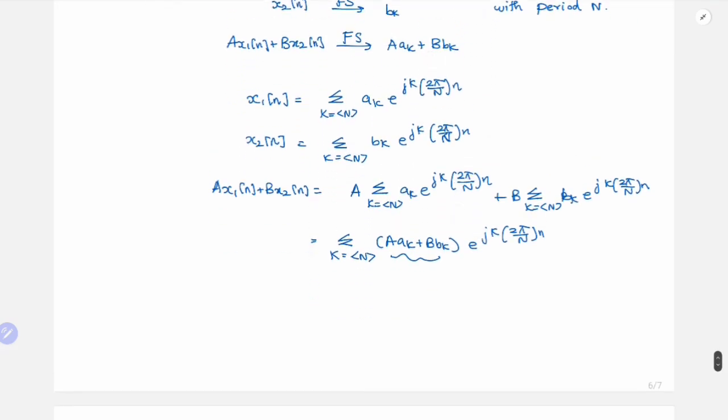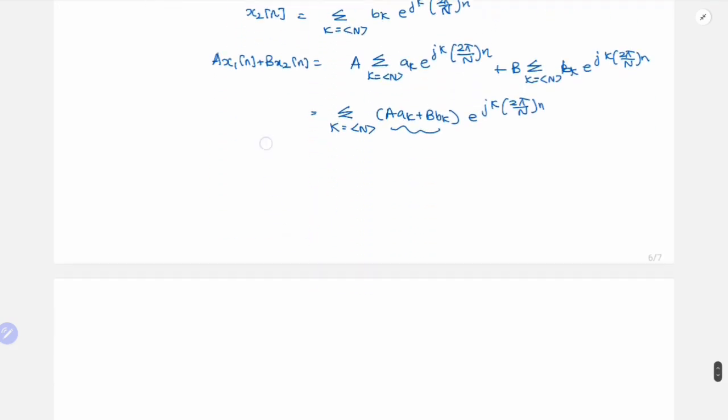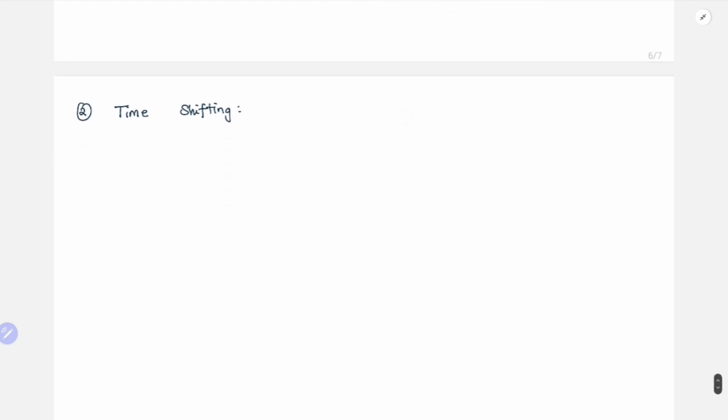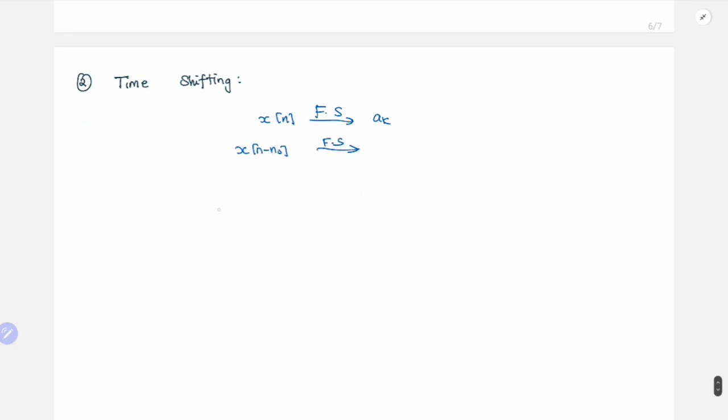Okay. So the second property is the time shifting property. Time shifting, you know, doesn't change the period, correct? So if you have x[n] giving Fourier series coefficients a_k, what do you think x[n minus n0] will give me? So let us take a look.